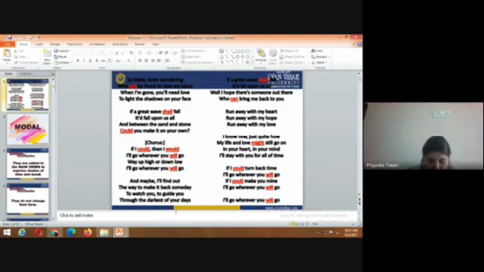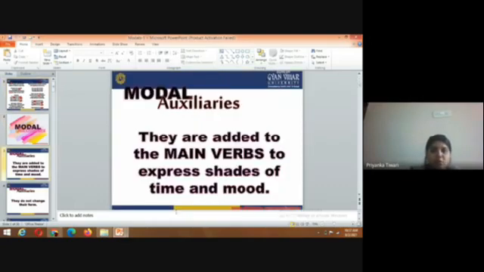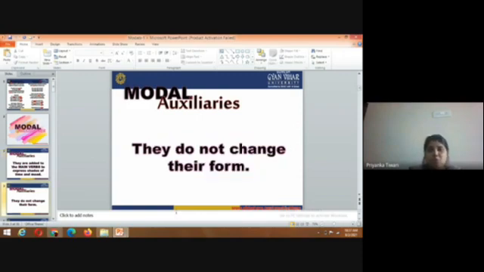Necessity and compulsion, when we talk about compulsion and necessity, is called must. Positive is must and negative is need not or needn't. So now, modal auxiliaries are added to the main verb to express shades of time and shades of mood. They do not change their form. First of all, we must understand they never change their form.